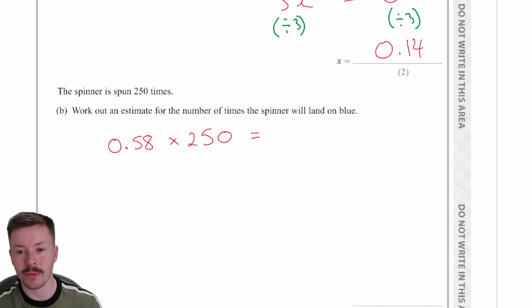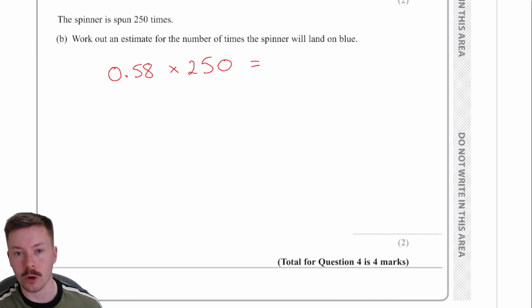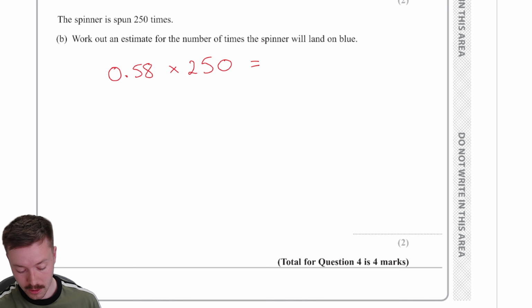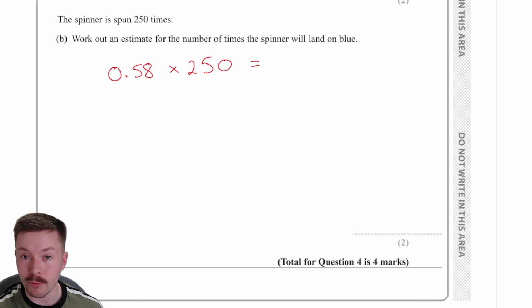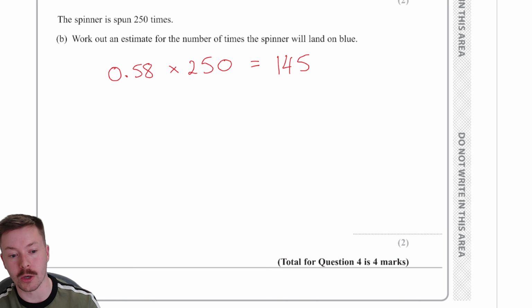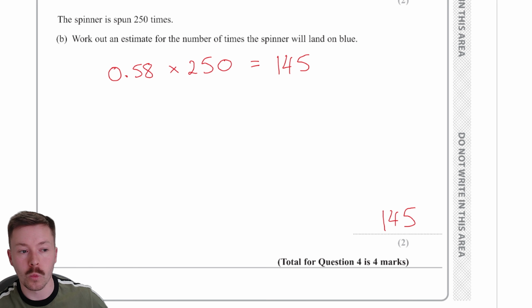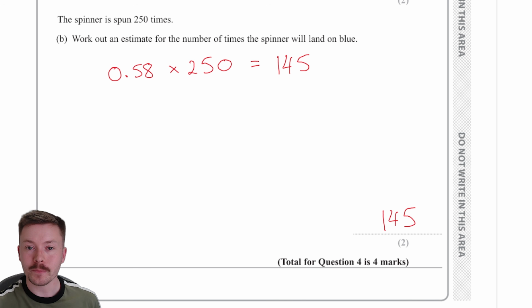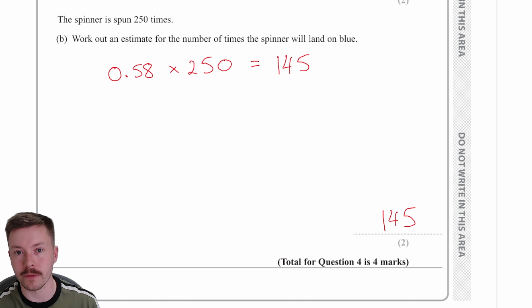You'll notice when I scroll down in a second, this is only a 2-mark question, so there is very little working out you would need to do. If you weren't doing this on paper, you could do it without writing the working out down. It is that simple a question. So 145 times approximately is what we would expect the spinner to land on blue from 250 spins. Okay, super.